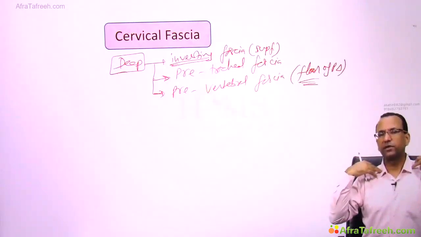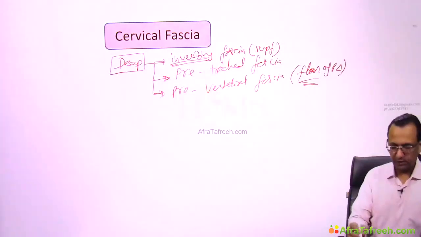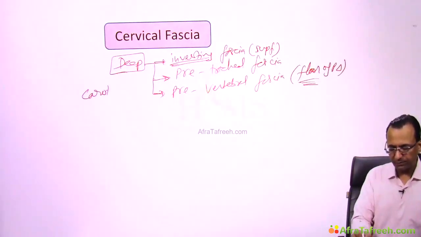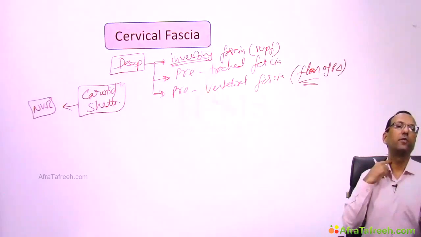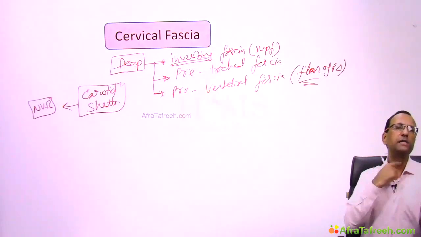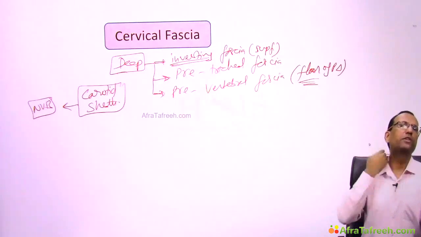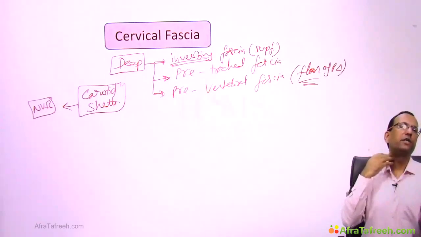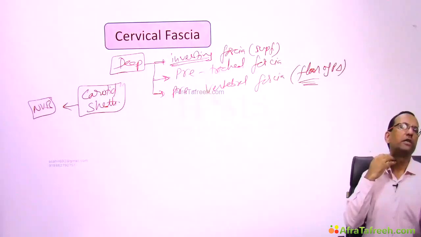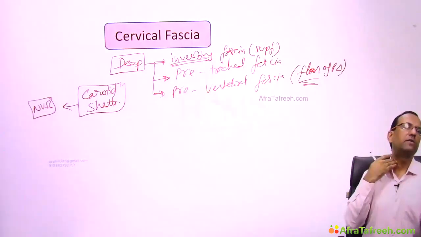Let us see some diagram for that purpose. But there are three layers and all three will contribute to the carotid sheath. The carotid sheath is the one in the carotid triangle containing the neurovascular bundle. How? More superficially it will be investing fascia, anteriorly pretracheal fascia, and posteriorly prevertebral fascia. So the carotid sheath has three contributions. More superficial is investing, what is anterior? Pretracheal, and what is posterior? Prevertebral. Can we see some diagram for that?